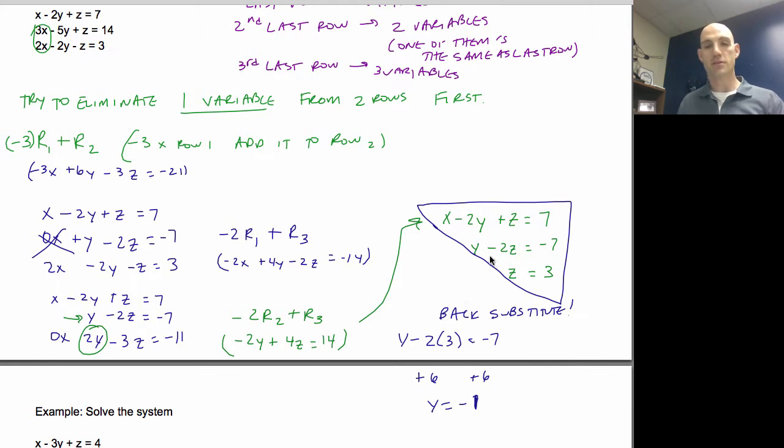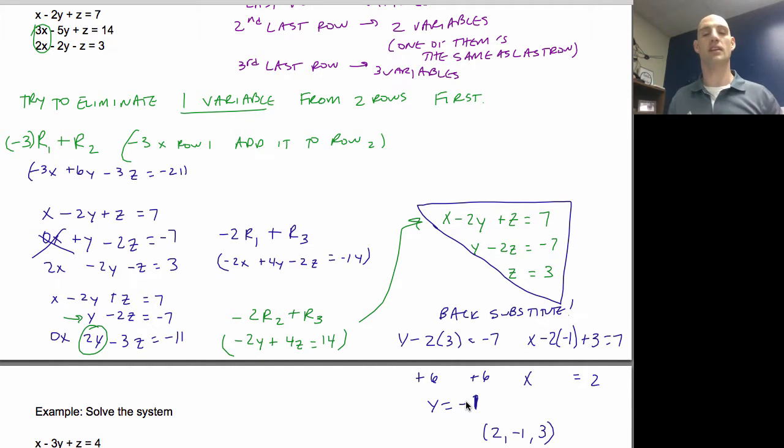If I back substitute into the first equation, I've got x minus 2 times negative 1, because that was y, and then plus 3 equals 7, so x is equal to 2. So my ordered triple is 2, negative 1, 3. Same example as before, except it was a different form. That's how this Gaussian elimination goes.